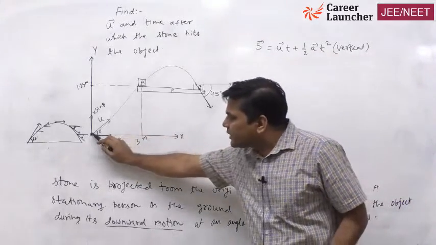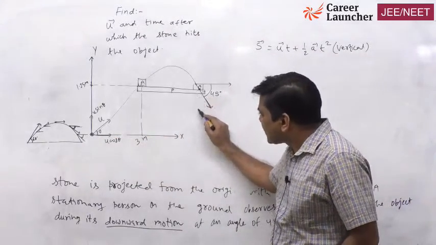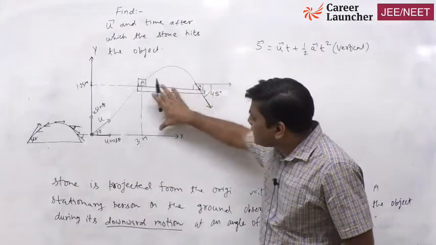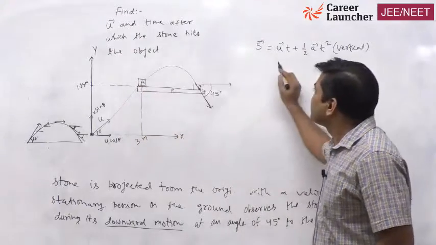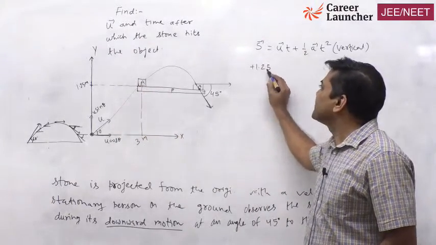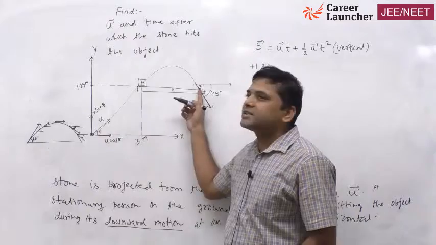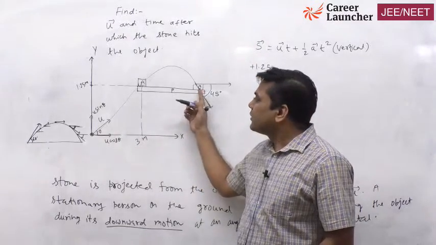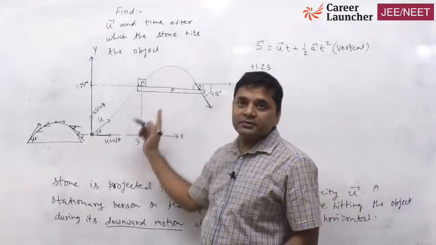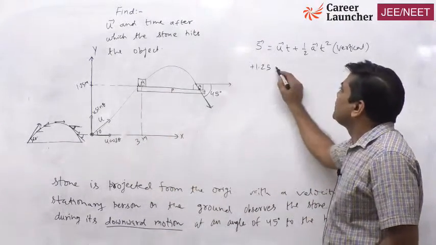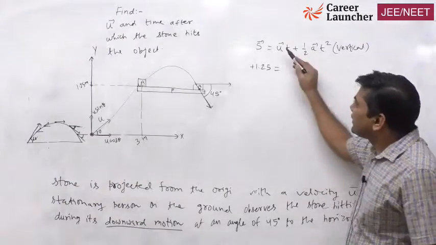What does vertical S stand for? Between the initial point and the final point, what is the vertical height? So this vertical height is always 1.25. This is 1.25 and it is plus 2.25. Why? Because from the initial point to the final point where the collision is taking place, it is 1.25 plus, because it's above the initial point. U stands for, how will you read this?